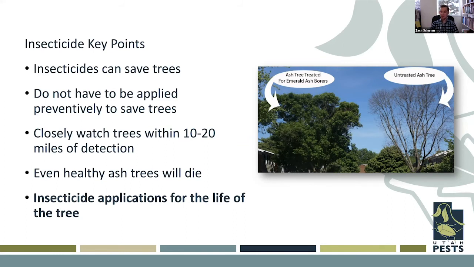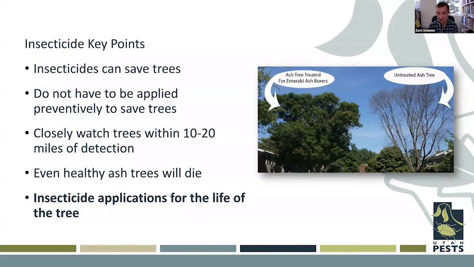So just for some key points of insecticides. Insecticides for emerald ash borer aren't used to prevent emerald ash borer from occurring, typically. They're typically a response. So you don't have to apply them preventatively to save the trees. Typically, you don't just want to react. You want to take a really integrated approach. But this is one pest where you rarely apply anything preventatively, okay?